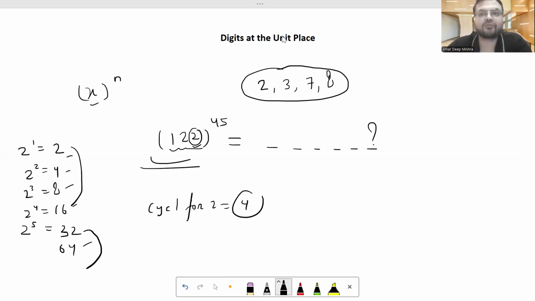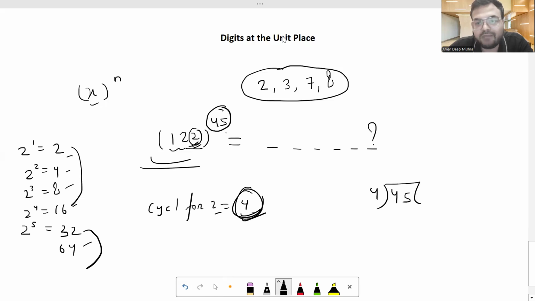So here, the moment you see that we have 2 at the unit place in the base number, what you have to keep in mind is, take the power. Here the power is 45. Divide the power by the cyclicity. Divide this power 45 by the cyclicity of 2, which is 4. If I divide it by 4, I will get how much? 4 11s are 44 and the remainder is 1. This is the remainder.